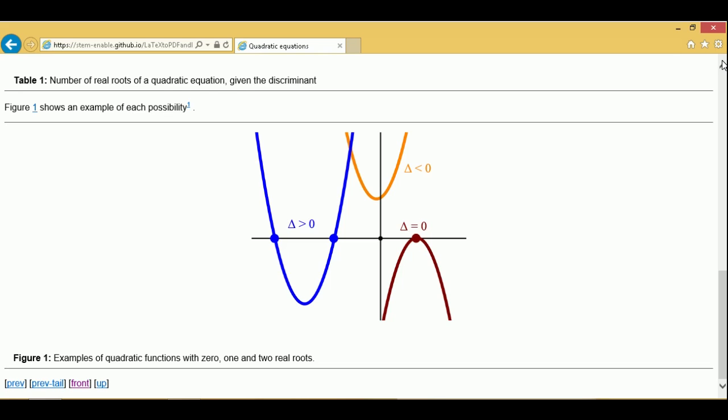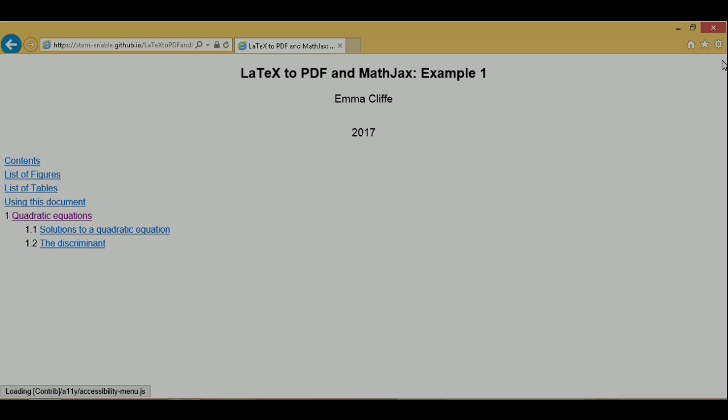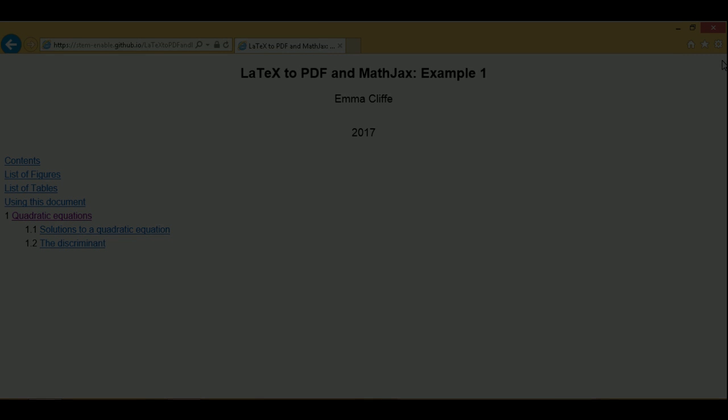Left bracket, link prev, right bracket, left bracket, link prev dash tail, right bracket, left bracket, visited link front, right bracket, left bracket, link up. Tab up link. Enter. LaTeX to PDF and MathJax: example 1.